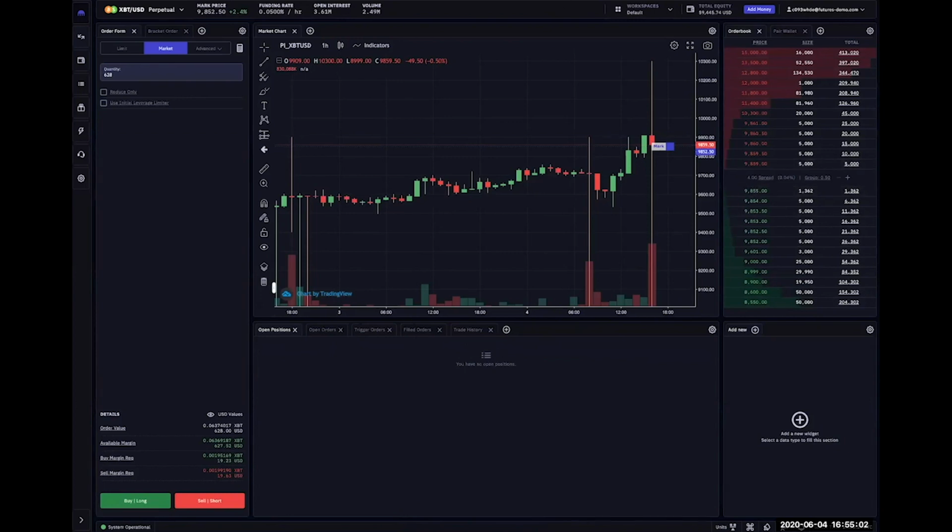A few questions. Sorry. To answer the question, that is hedging. That is hedging the dollar value of your cryptocurrency is what that trade was.